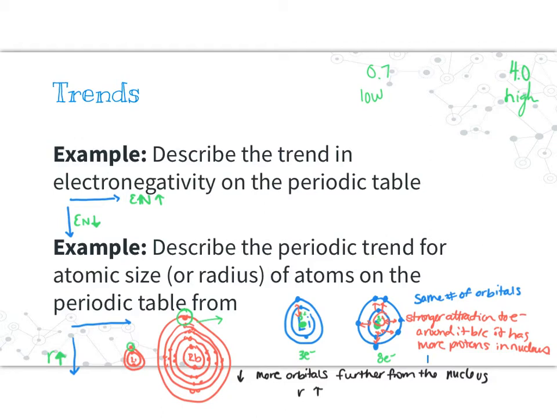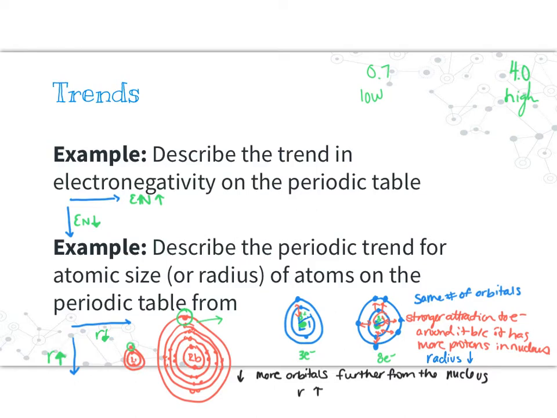So the radius decreases. This seems a little bit weird. Again, it's just attraction. You could think about this attraction as a magnetic attraction. We have a weaker magnet and a stronger magnet in oxygen. So oxygen is able to pull its electrons in a little bit more. So radius decreases as we go across the periodic table.